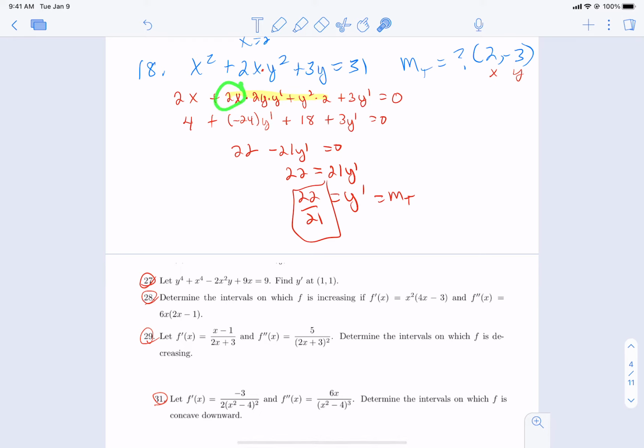It is the first times the derivative of the second plus the second times the derivative of the first. So I made this the first, 2x. I made this the second, y squared. You have to use the product rule. It's an implicit. When the x's and y's are touching, you have to use implicit differentiation and split them up and make them a product.